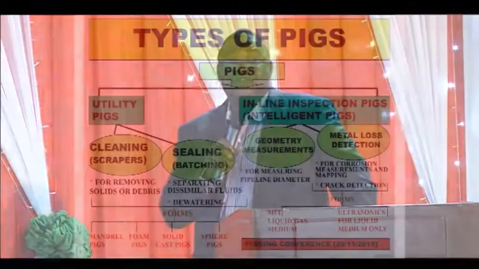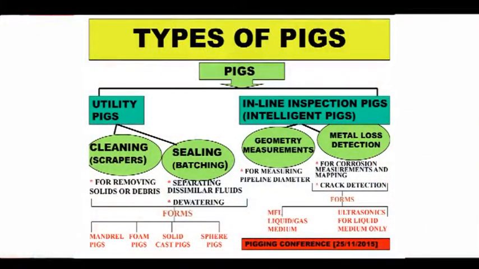We have utility pigs, we have inline inspection pigs. Utility pigs are those that are meant for cleaning and for sealing purposes. And we're going to be talking about this in some level of detail later. Inline inspection pigs are those that are intelligent in the sense that they enter the line and come out to give us information. They may give us information bordering on the wall thickness that is there. They may also give us information bordering on the ovality of the pipeline.